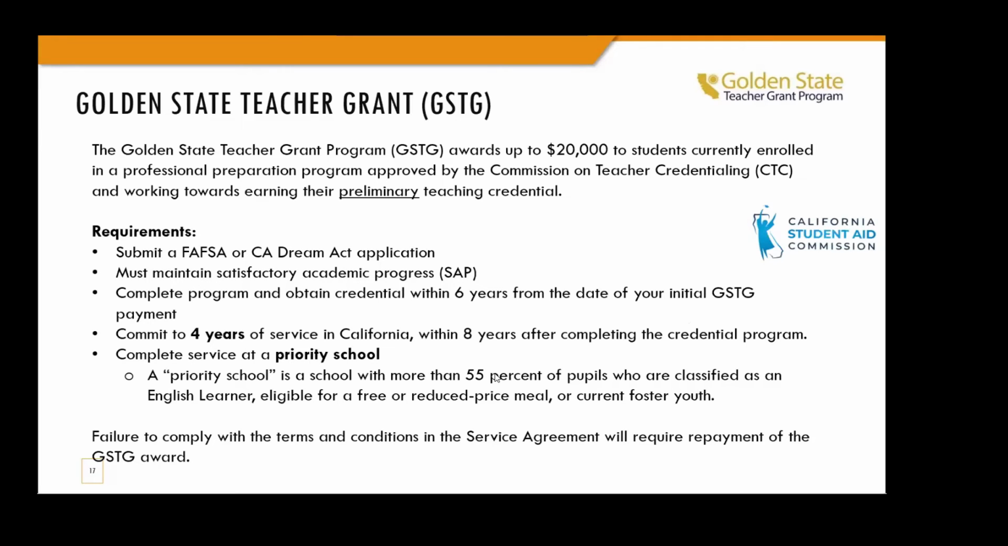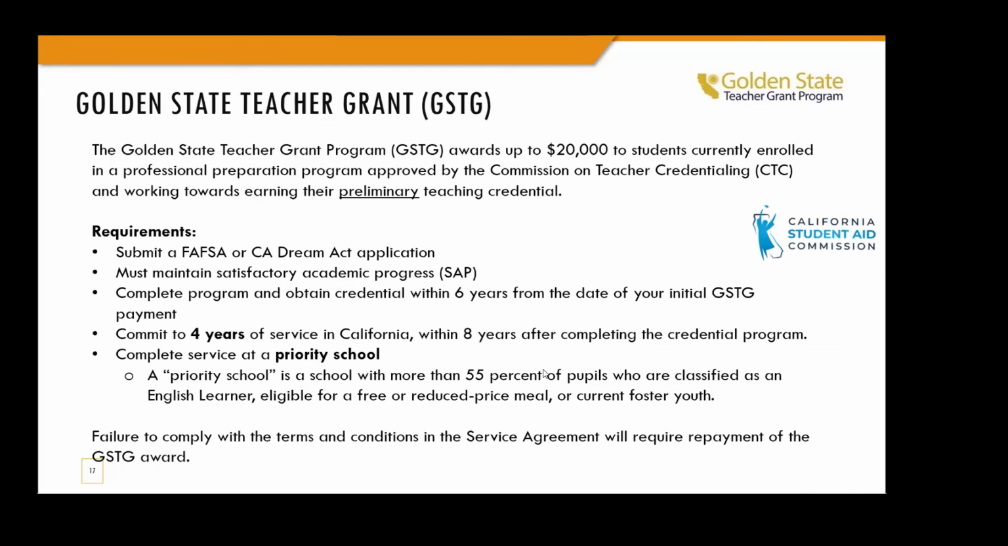And then the two next requirements are very important to note, because this program, very similar to the federal Teach Grant, there are conditions to get a payment and to keep the payment. So you must commit to 4 years of service in California within 8 years after completing the credential program. And then you must complete the service at a priority school. A priority school is a school with more than 55% of pupils who are classified as an English learner, eligible for a free or reduced price meal, or current foster youth. So these are the conditions to receive and to basically maintain eligibility for the Golden State.